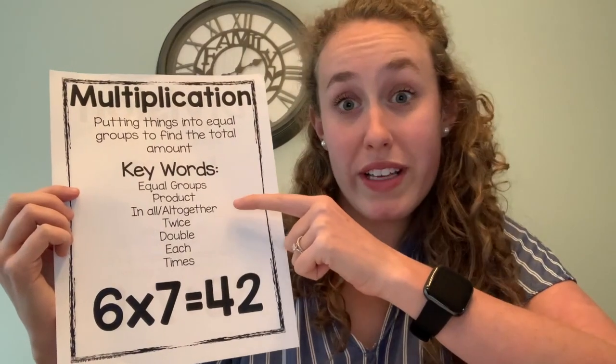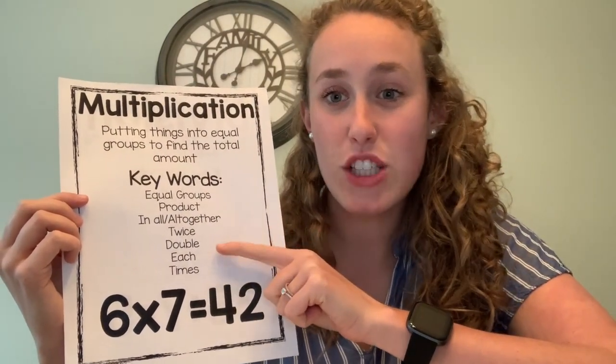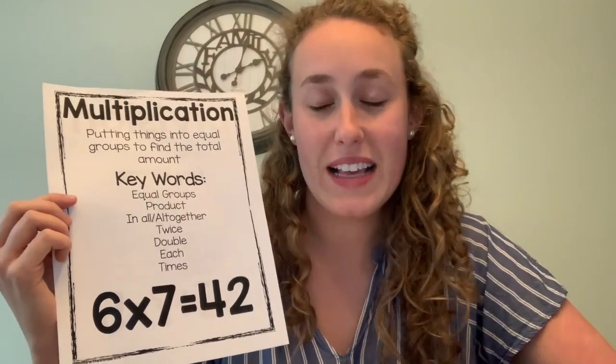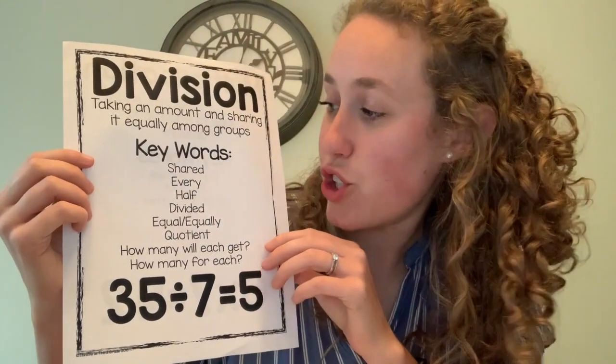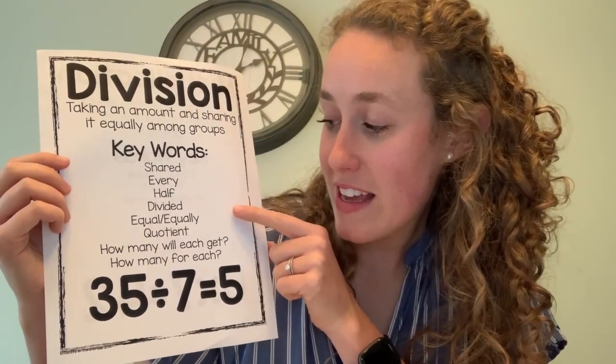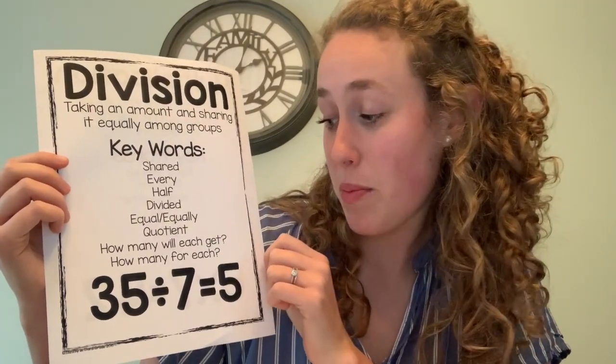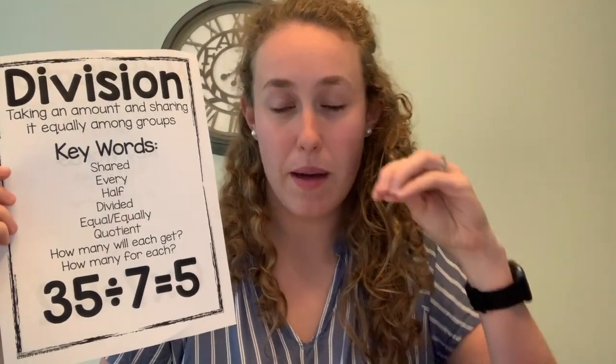If we have twice as much, if we are doubling something, if it says each or times, that tells us we're multiplying. And for division, shared evenly, half, divided equally or equally, quotient, how many will each get or how many for each, that's a sign that we're dividing up into groups. All right, now we are ready to tackle these word problems together.